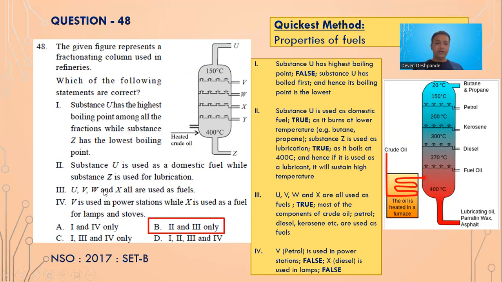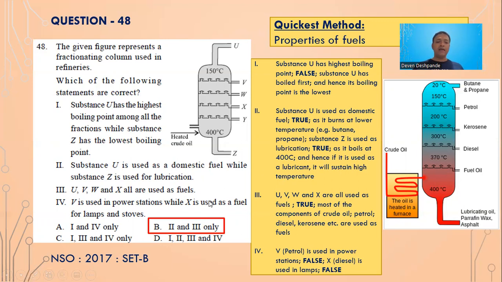Number 3 is U, V, W, and X are all used as fuels, which is true. Petrol, kerosene, diesel, fuel oil, they are all used as fuels, isn't it? And V is used for power stations. What is V? V is petrol. It is not actually true. Petrol is not used in power stations, is it? Because petrol is highly inflammable.